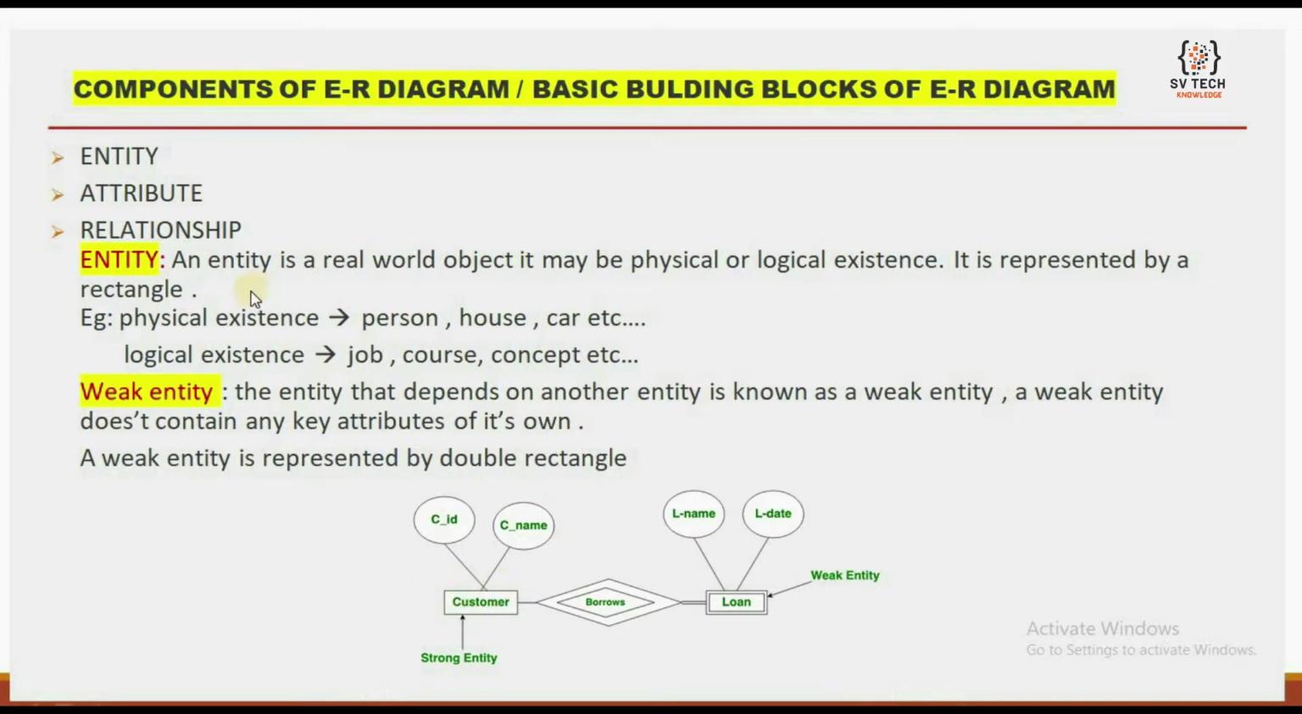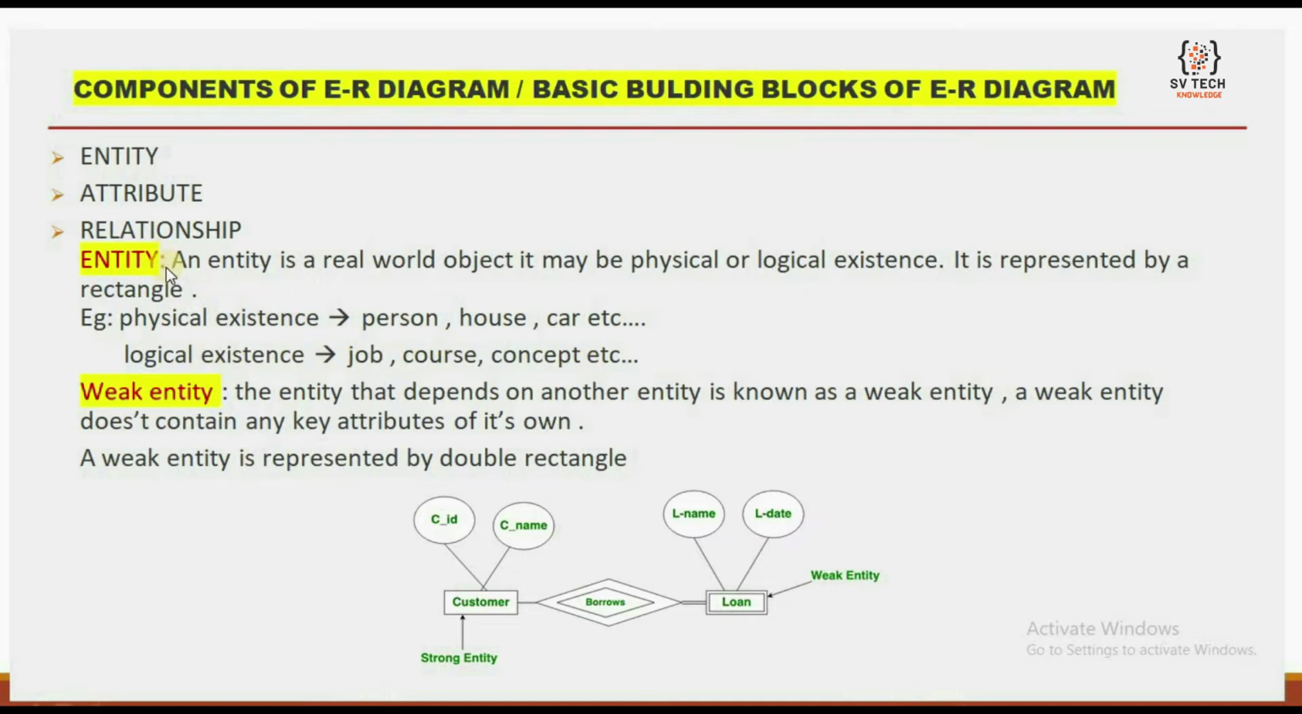In entities we have physical existence and logical existence. Physical existence means we can see it and physically feel and touch it. That is a person. Customer is a person. Example of logical existence: logical existence means job, course, concept, etc. We cannot feel it physically. We cannot touch it. These are called logical existence.